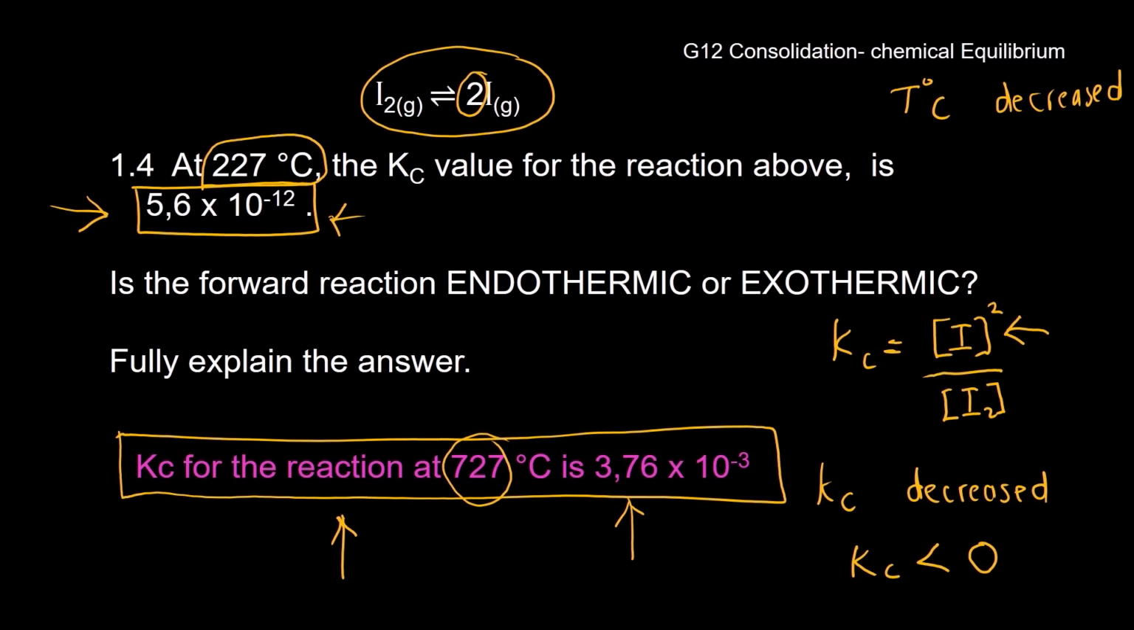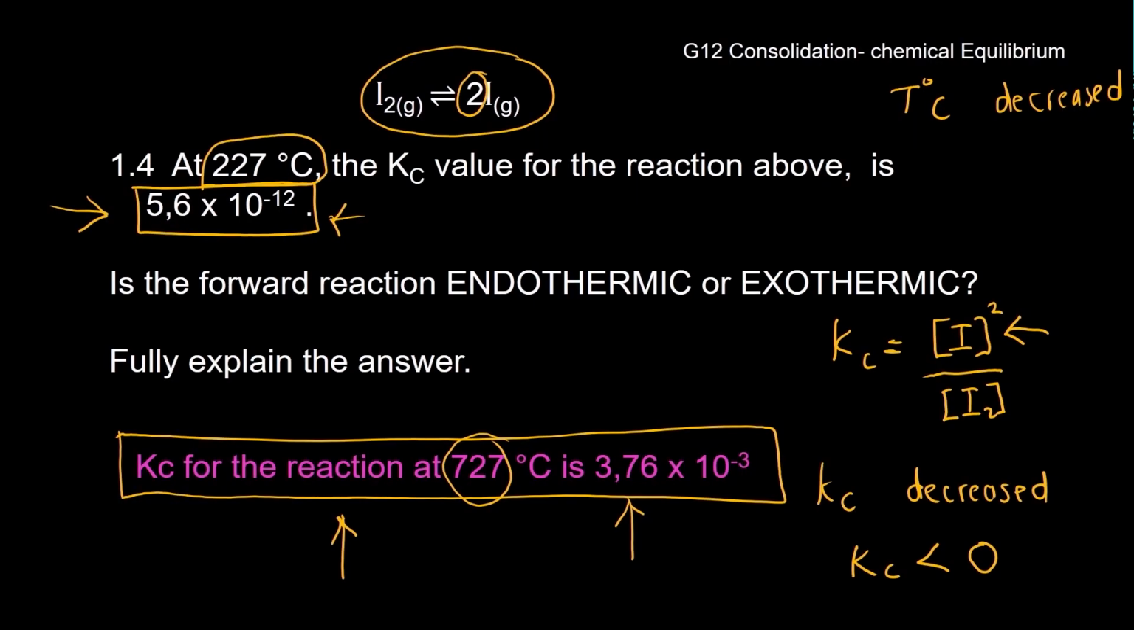So with a decrease in temperature, the concentration of I is less. So if we drop the temperature, what is happening? The reverse reaction is being favored. A drop in temperature means that the equilibrium has to change to create more energy, more heat. So the exothermic reaction is favored.